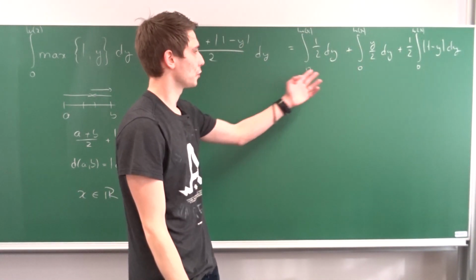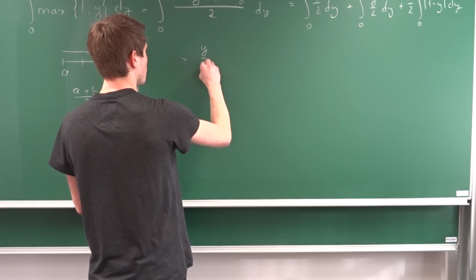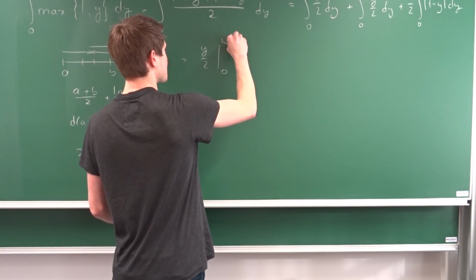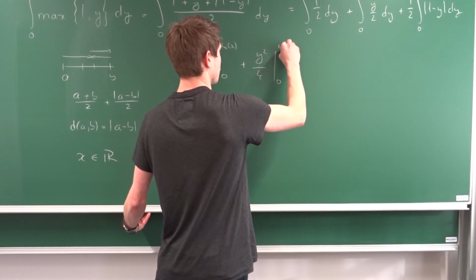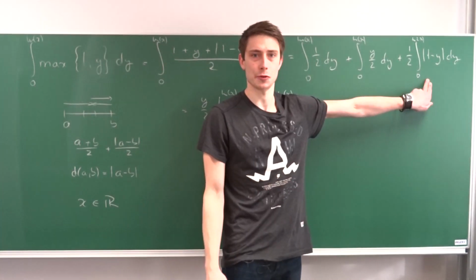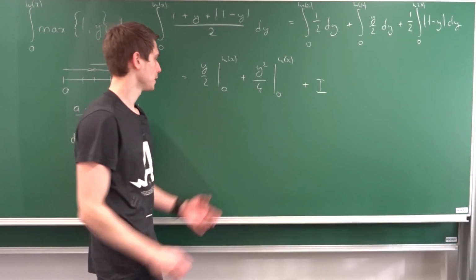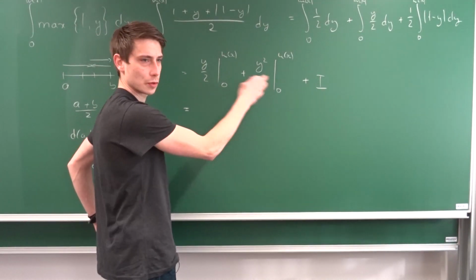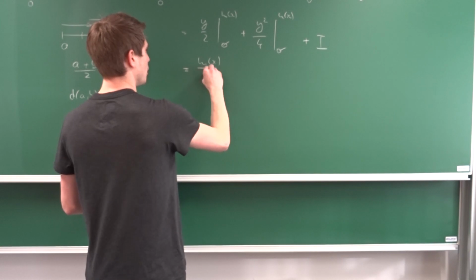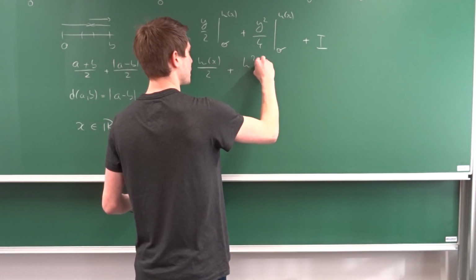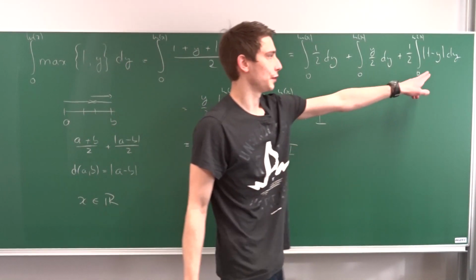Okay, so like I said before, those two are quite easy to integrate. We know how to do that. At first we get y over 2 from 0 to ln of x plus y squared over 4 from 0 to ln of x, and we are going to call this last part right here I, plus I. Okay, so what we end up with is, if we plug in 0 into those functions, those become just 0, so those cancel out, and we end up with ln of x over 2 plus ln squared of x over 4 plus I. And now we have to talk about I.